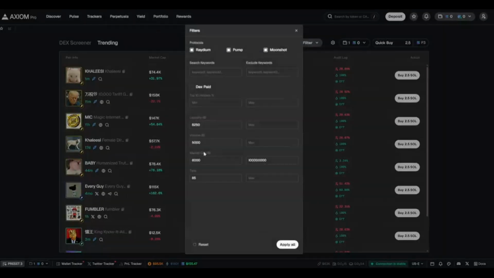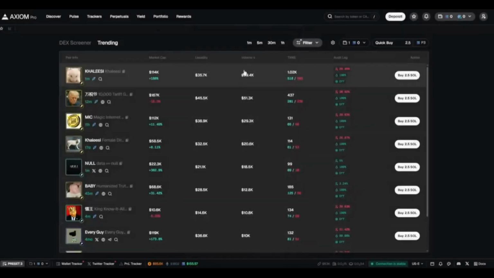8250, 5,000, 6,000 minimum to 100 million max. You could do a billion. It doesn't matter, but there's no point trading the high caps, right? So you could even do lower. It doesn't matter. That's worthless. And then 75 to 85 minimum transactions. And then you plant your butt.